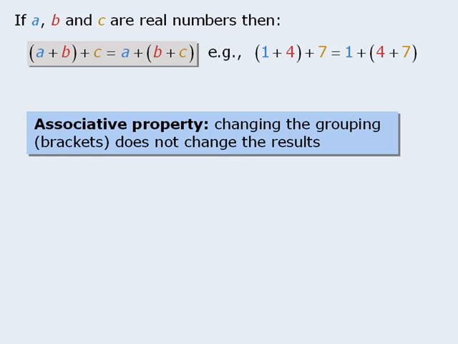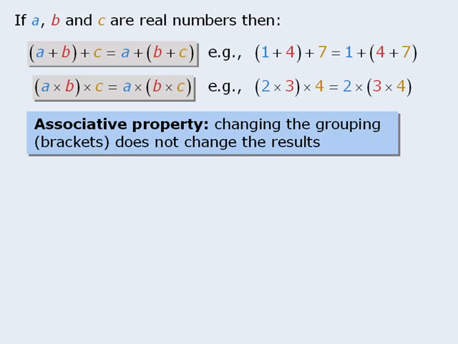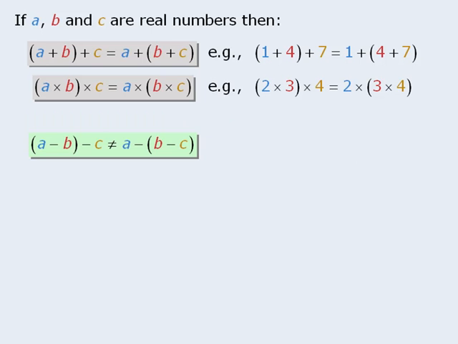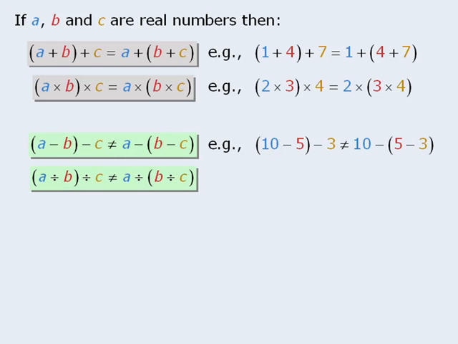Given this definition, we can see that multiplication is also associative. For example, if we take the product of 2 and 3 and then multiply that by 4, the result is the same as multiplying 2 by the product of 3 and 4. Now, subtraction, on the other hand, is not associative since changing the brackets changes the result. The following example demonstrates this. Similarly, division is not associative, as is demonstrated in this example.